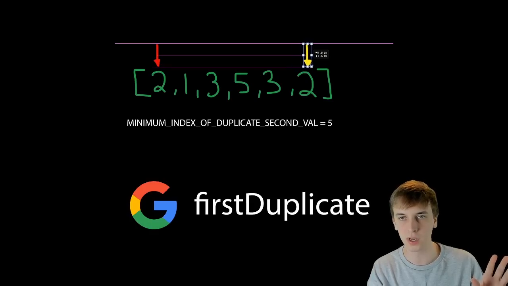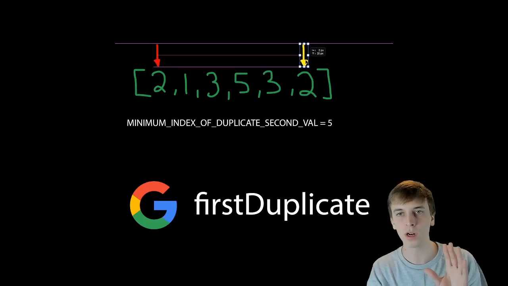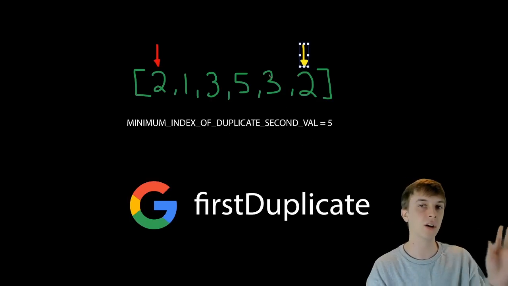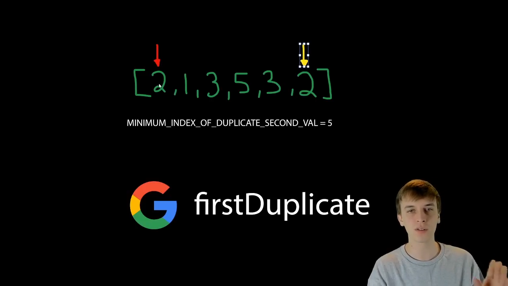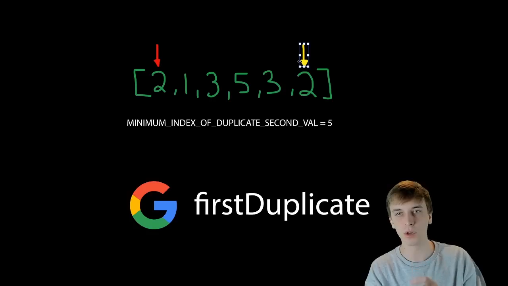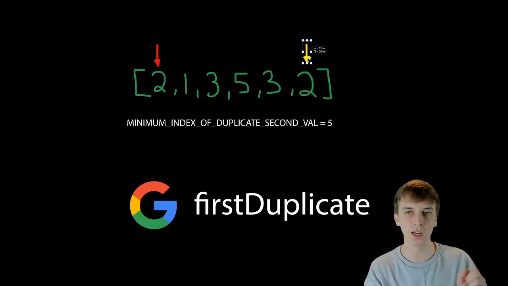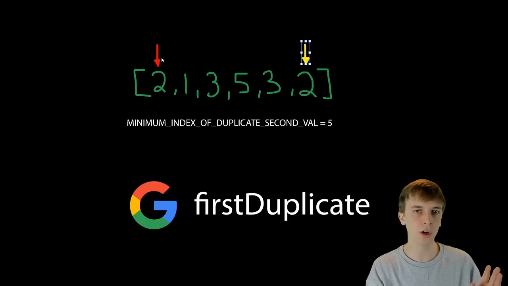Whenever we find a duplicate, so the second number of the duplicate, we're going to check for the minimum. We're going to update our minimum index, because we want to find the minimum index, right? So in this case, we have 0, 1, 2, 3, 4, 5. 5 is the index of the second number here, right? So we found a duplicate, second number's index is 5, right? So we update it. Now, we're going to move our arrow.